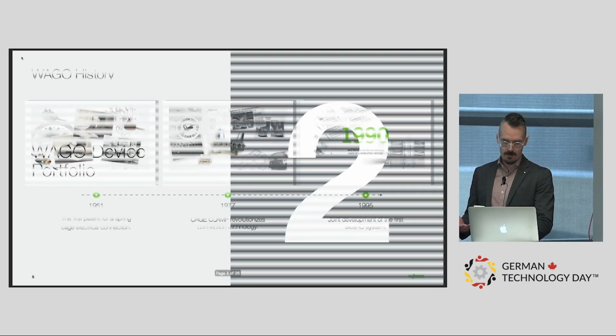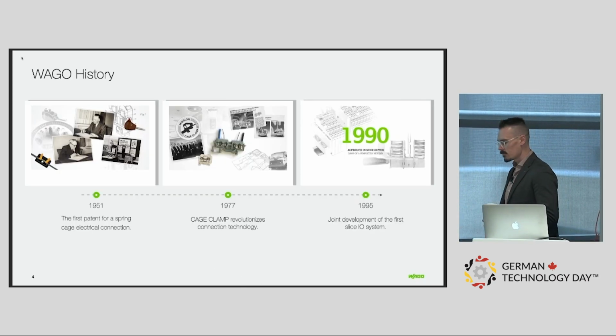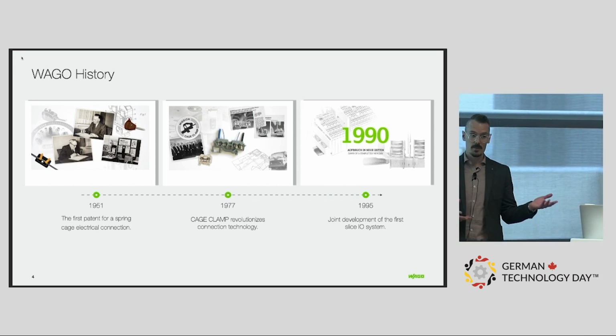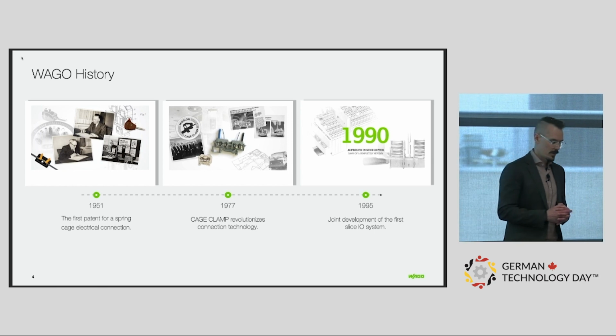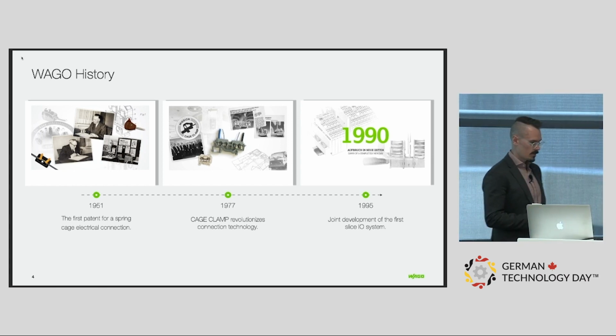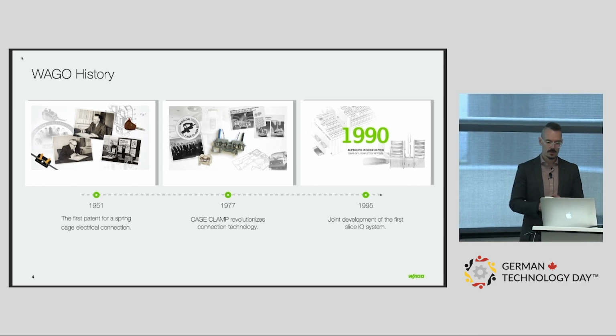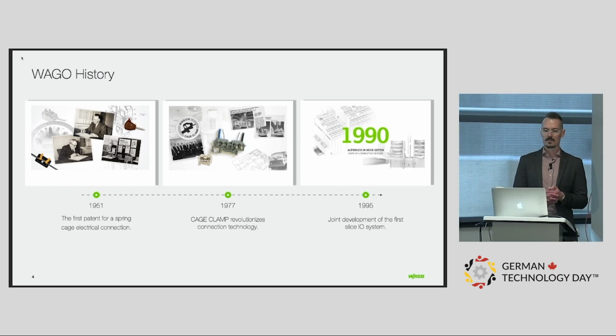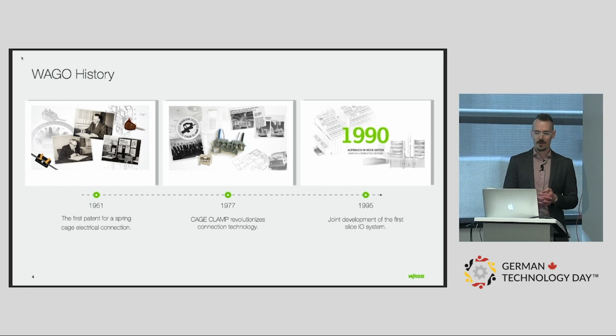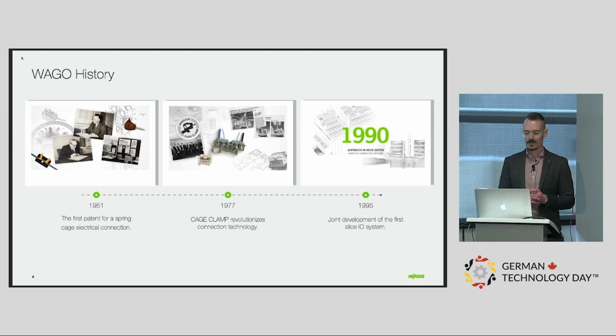And then in 1995, through the joint development of us and another German company called Beckhoff, we came out with the first slice I/O system. That's the first modular I/O system without a backplane. If you look at the I/O between us and Beckhoff, you'll see that the housings look very similar. The electronics are different, but the housings are still the same.